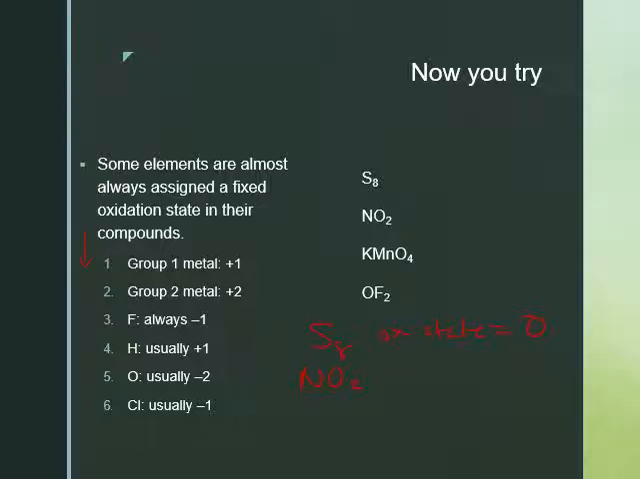Is there a group 1 metal? No. Is there a group 2 metal? No. Is there F? No. Is there H? No. Is there O? Yes. So O is given -2. You have 2 O's, so -4. Now after that, we only have nitrogen left. So nitrogen plus this -4 must equal 0. So nitrogen's oxidation state in this case is +4. Now you try KMnO4 and OF2 and then continue.